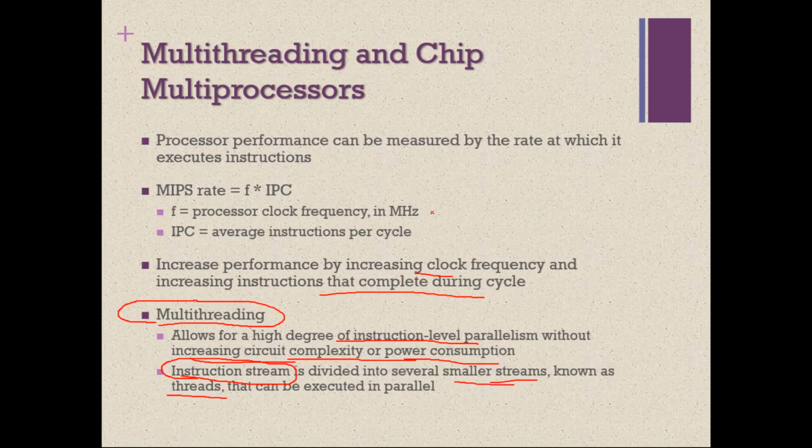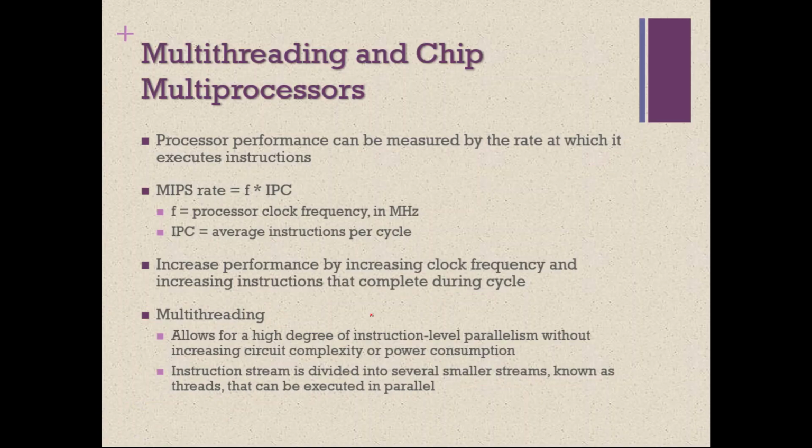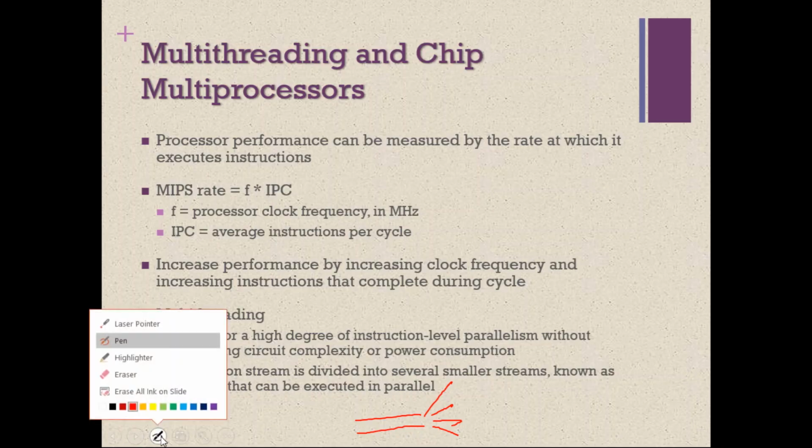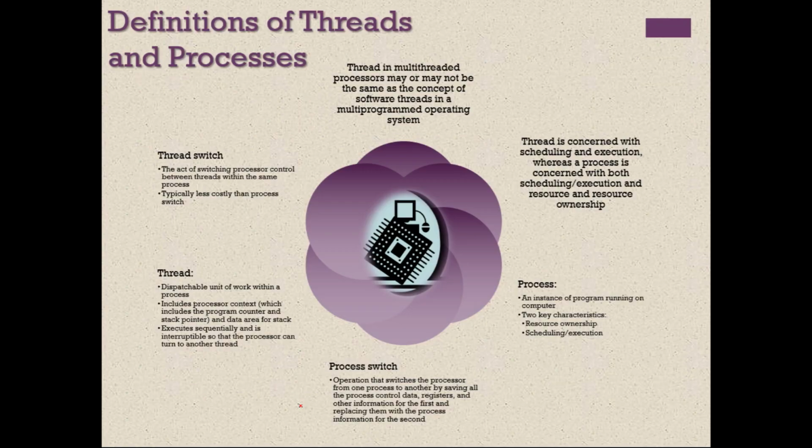Okay, so it is something like you are getting some stream of instructions. The processor is getting a stream of instructions, but those are divided into several smaller streams. If the stream of instructions is divided into several smaller streams, then these individual smaller streams are called what? Threads. Okay. So this is how we define a thread here. The actual meaning is the same, right?